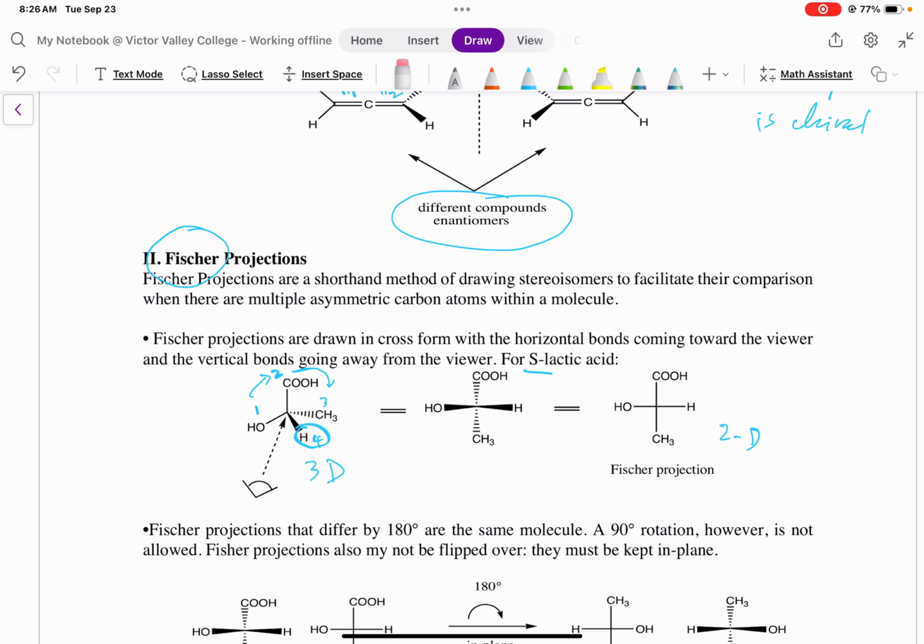Okay, now how do we do that in 2D? So now if you look at it from this angle, you will see the methyl is below. You will see that the carboxylic acid is on top. And then your hydrogen is on the right side, and then OH is on the left side. And then from there, we can translate that into a 2D structure. Okay? So vertical is away.